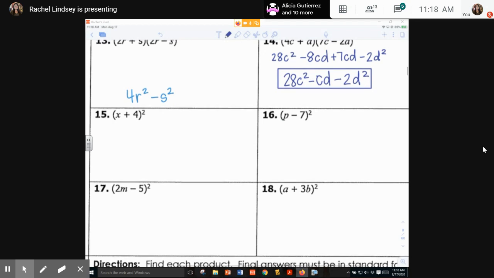Okay, so now 15 through 18, we have a binomial squared. Whenever you square something, what are you doing to it? You're multiplying it by itself, right? So here we're just going to have x plus 4 times x plus 4.